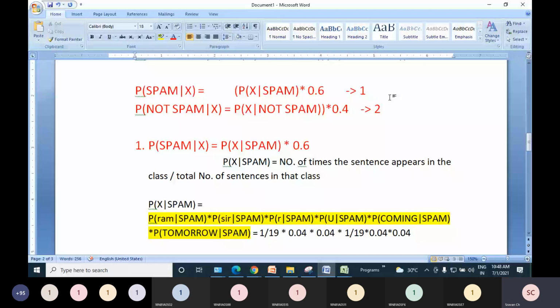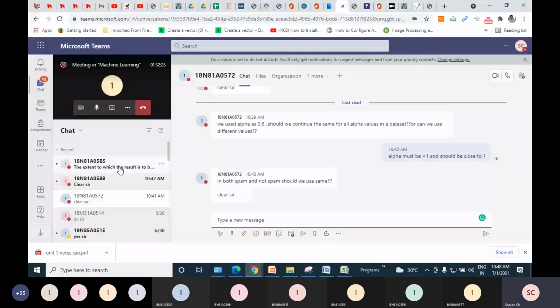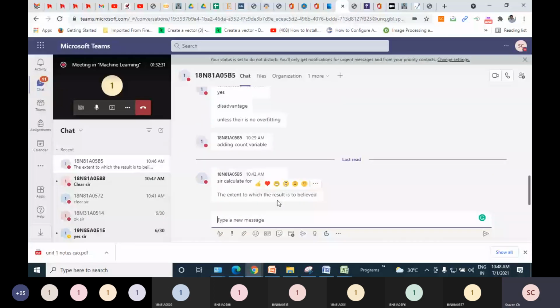One more doubt: the extent to which the result is to be believed. The success rate of a Bayesian classifier in text classification is considered to be somewhere around 86%, right? So friends, you may think that, sir, in 14% of cases it may give a wrong answer. Yes, it will happen. In 14% of the cases it may give you wrong classification, but 86% is a very good number.